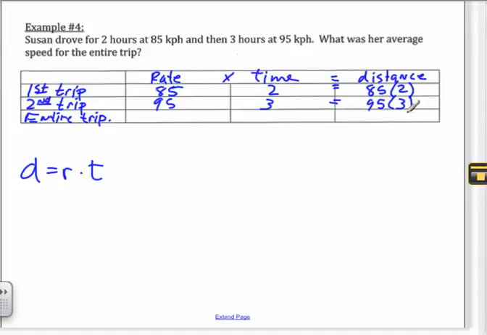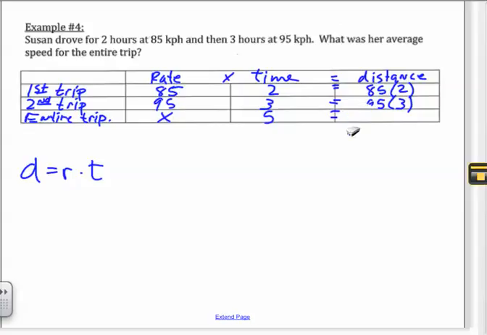Okay. What's the rate for the entire trip? Well, no, I don't know what the rate for the entire trip is. I don't know what that is. What's the time for the entire trip? 5 hours. What's the distance for the entire trip? Well, it's 5x, that's true. But what does that equal?